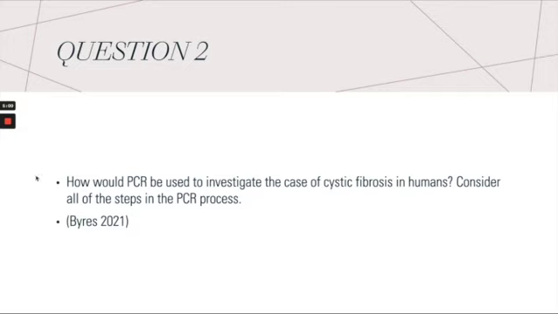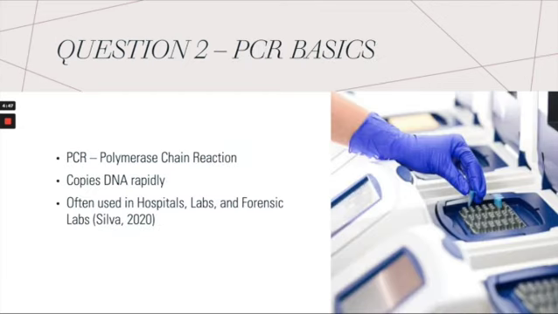All right, so question 2. How would PCR be used to investigate the case of cystic fibrosis in humans? Consider all of the steps in the PCR process. So I'm going to assume that the audience has no idea what PCR is and go over the basics. PCR stands for polymerase chain reaction. The basic idea of PCR is to copy a small amount of DNA rapidly.